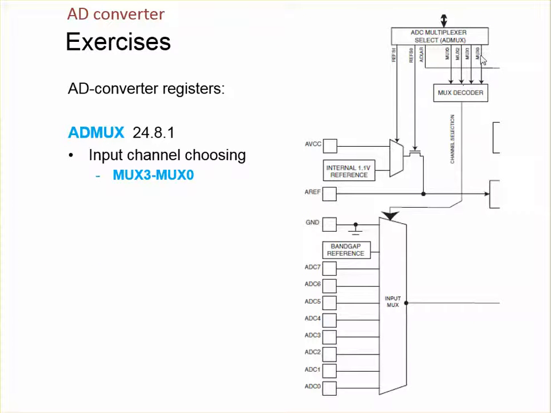Here are these MUX bits. This was the MUX 0 bit and MUX 3 bit, and with this combination we could define which input channel is activated. And here's the MUX decoder. It controls that input MUX. With these 4 bits we could choose the input channel that we are using for that certain conversion.